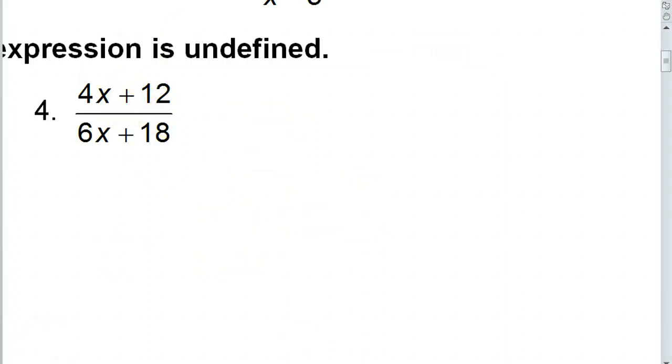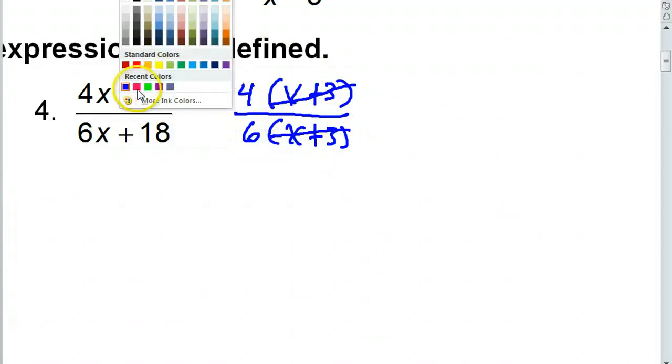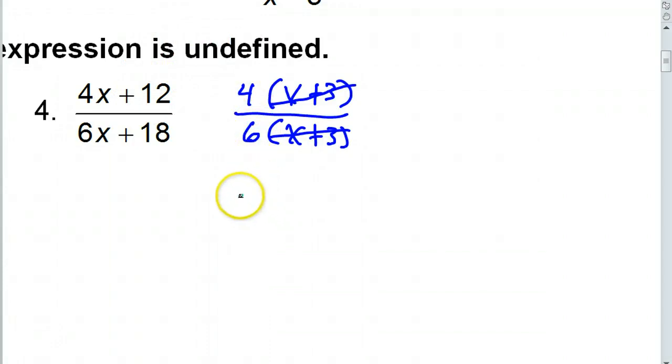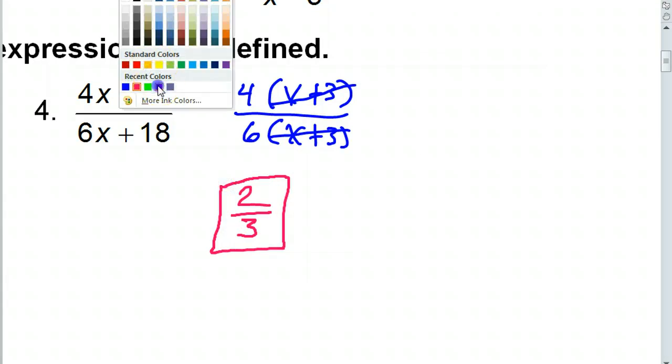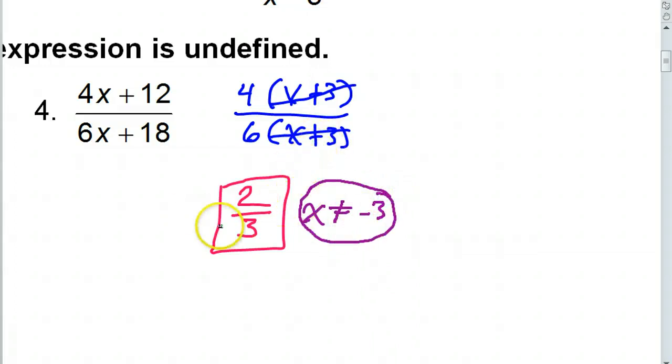For number 4, we should factor out the GCF in the numerator and the denominator. If I do that, this is going to become 4 times x plus 3 over 6 times x plus 3. So obviously these x plus 3's are going to cancel out. And even 4 over 6 can be reduced, right? What is 4 over 6 reduced down to? 2/3. So that is the simplified expression. But even though it cancels out, the excluded value still applies. So x cannot equal -3, because of the x plus 3 factor. So that's the answer to number 4.